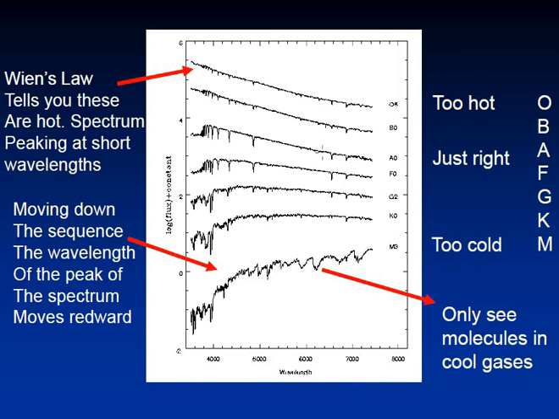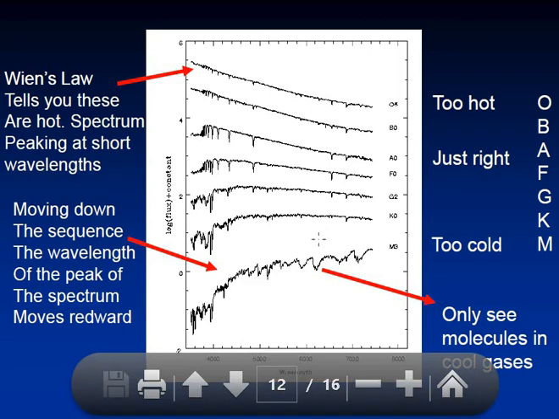And you see the strength of the hydrogen line here. This is where it is very strong. These are the hydrogen lines, these three. So the strength of the hydrogen lines is very weak in very hot and very cold stars.